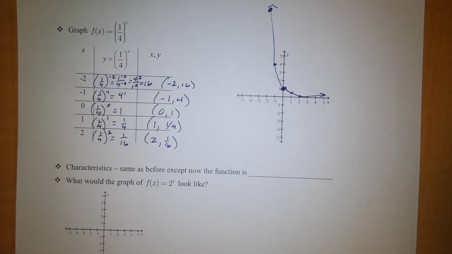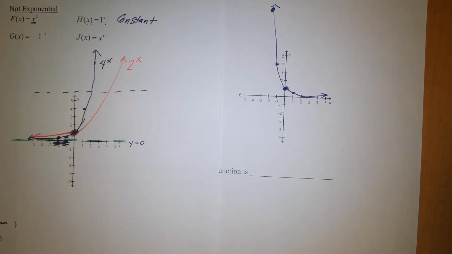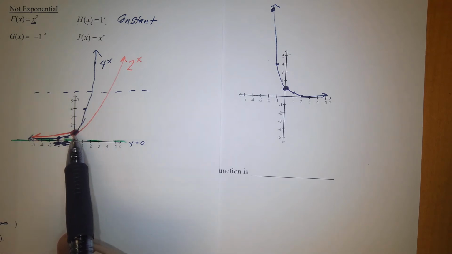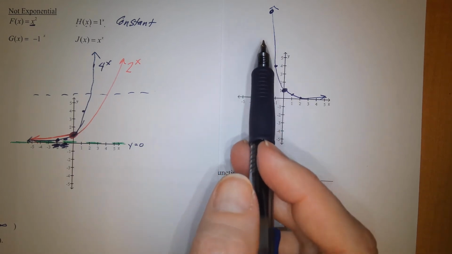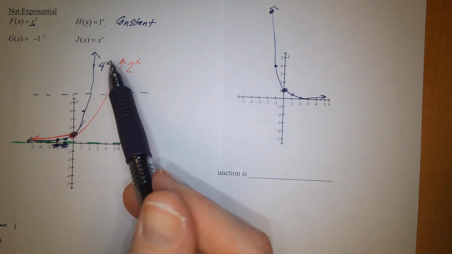So it looks very similar to the graph from the last page. However, it does seem to be pointing the other direction. The similarity it has is the point (0, 1). But this seems to be a decreasing function instead of an increasing function.